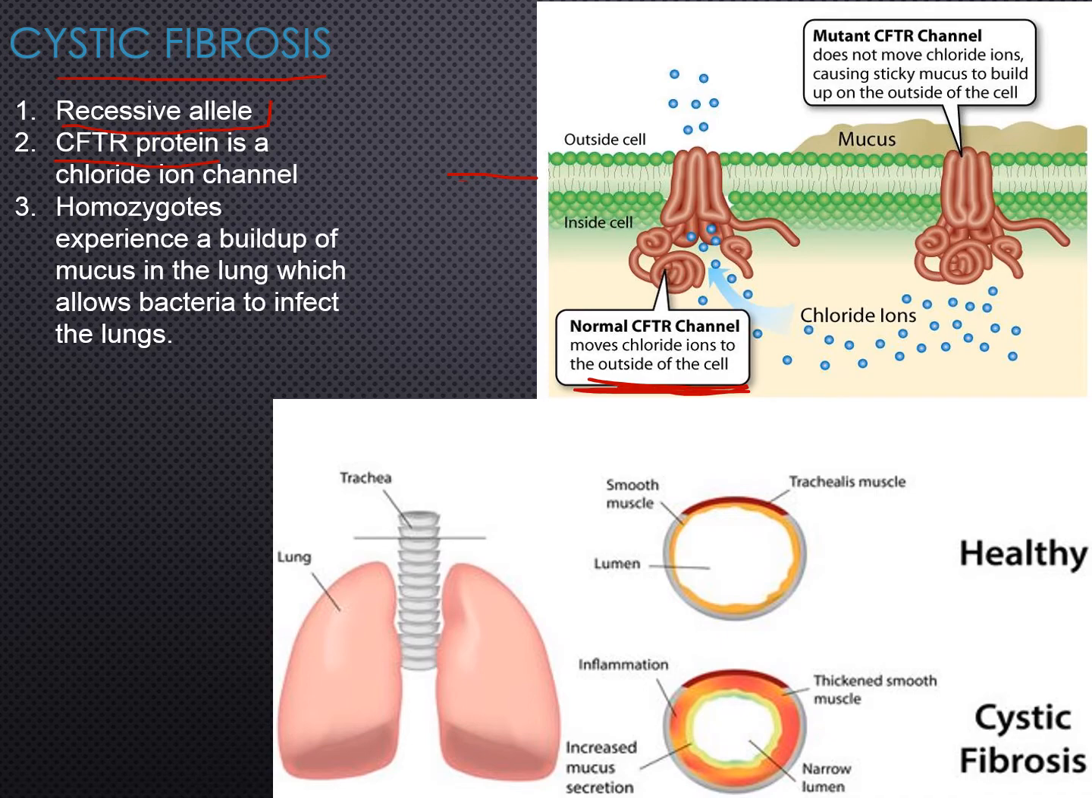You got two bad copies, as I said, homozygotes. Again, we'll go over that in a later chapter in detail. Homozygotes experience a buildup of mucus in the lung, which allows bacteria to infect the lungs, and eventually they generally do not make it. So the life expectancy is much reduced. So what is the normal functioning of this ion channel?